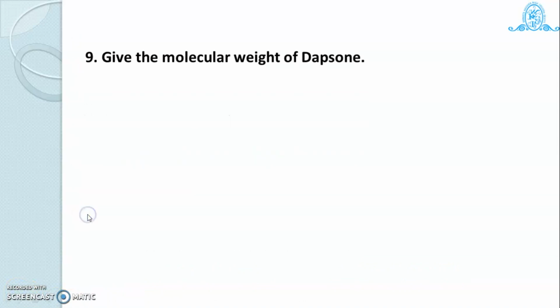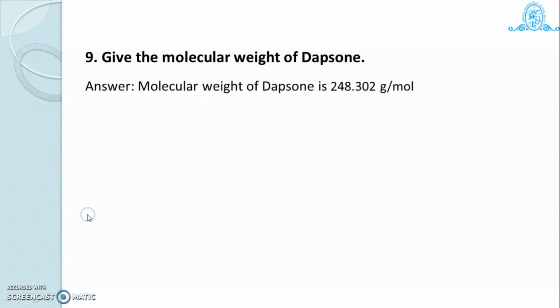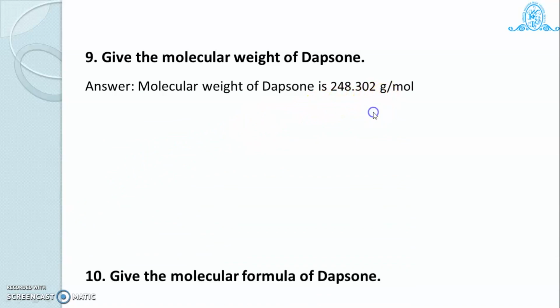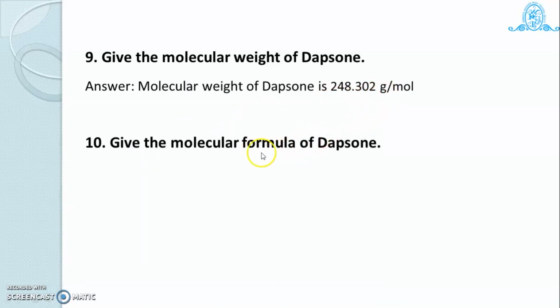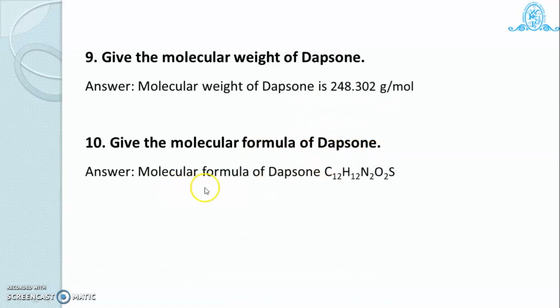Next question: give the molecular weight of Dapsone. The answer is, the molecular weight of Dapsone is 248.302 gram per mole. Next question: give the molecular formula of Dapsone. The answer is, the molecular formula of Dapsone is C12H12N2O2S.